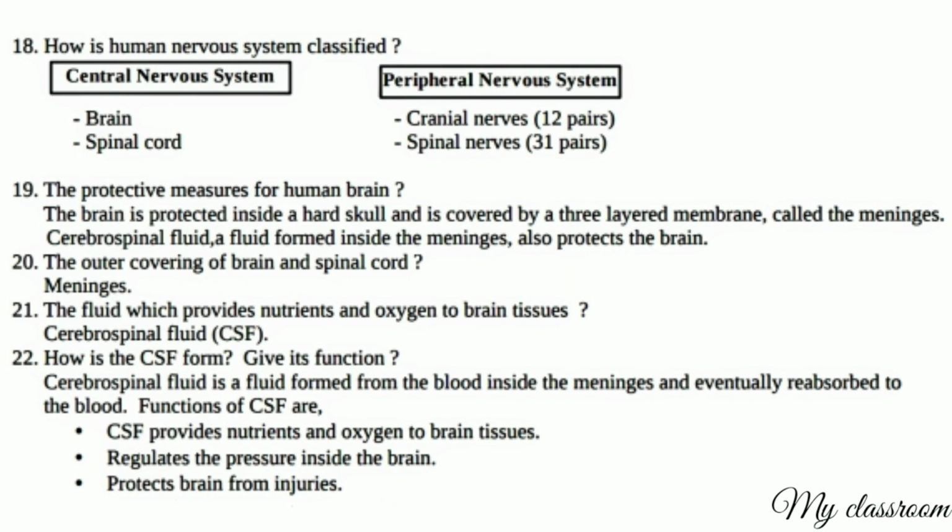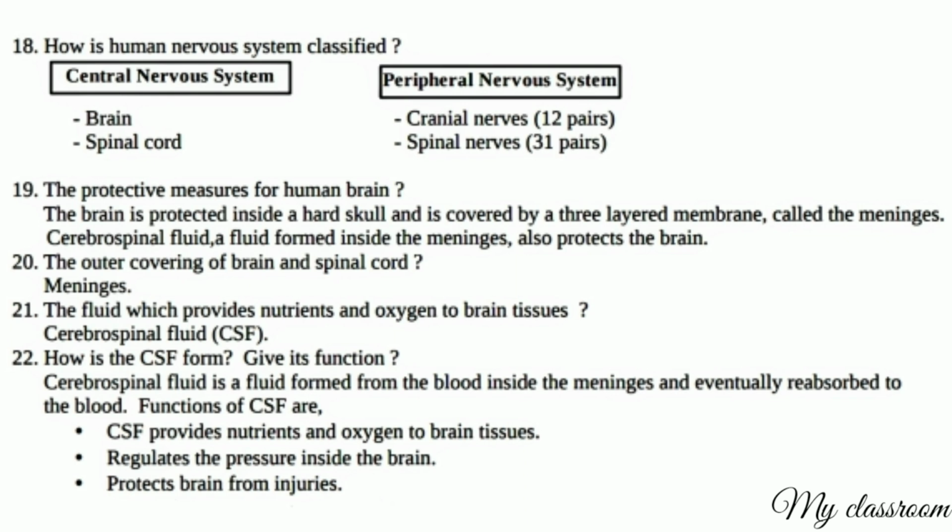The outer covering of the brain and spinal cord is called meninges. The fluid which provides nutrients and oxygen to the brain tissues is called cerebrospinal fluid, CSF. How is the CSF formed? Give its function. Cerebrospinal fluid is a fluid formed from the blood inside the meninges and eventually reabsorbed into the blood. Functions of CSF are: CSF provides nutrients and oxygen to brain tissues, regulates the pressure inside the brain, protects the brain from injuries.